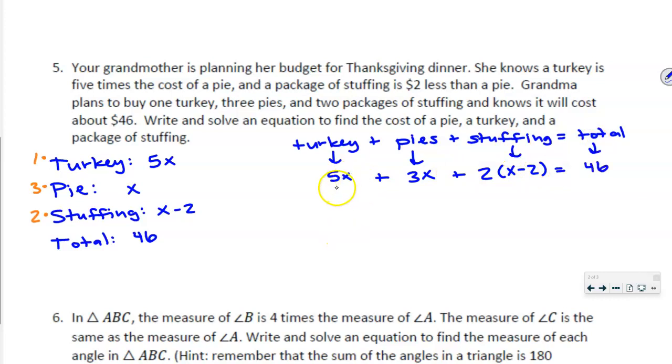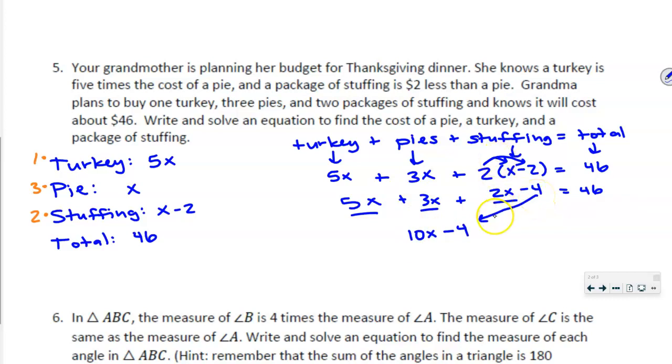Simplify before solving. We have 5x plus 3x, which I can combine, but I have this which I need to distribute first. 2 groups of x is 2x, and 2 groups of negative 2 is negative 4. Don't forget about your 5x and your 3x at the beginning, knowing that all of that added together is 46. Now we can combine like terms. 5x plus 3x plus 2 more x is 10x. Minus 4, because that didn't combine with anything but is still part of the problem, all of that is equal to 46.